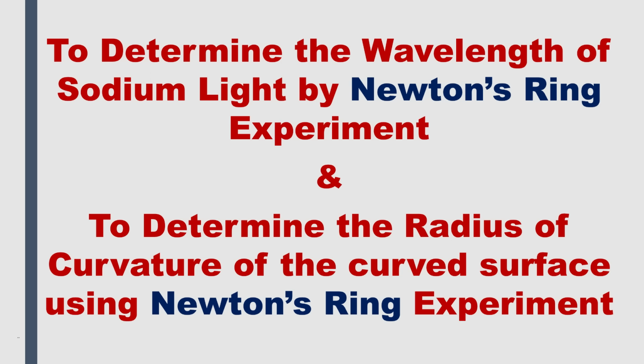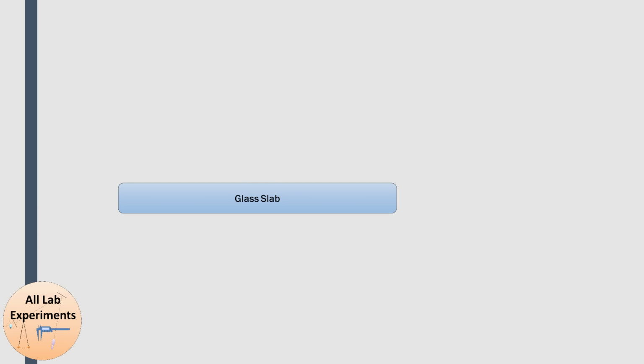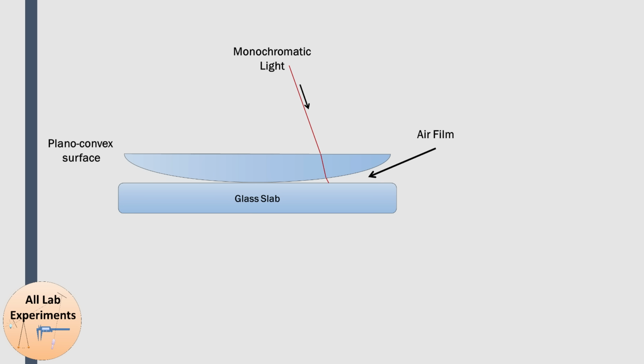Now let us see how Newton rings are formed. First of all, if we have a flat glass slab and we place a plano-convex glass surface on this, then the gap in between them behaves like a thin air film. When a monochromatic light falls on this, then one light is reflected by the glass slab while one light is reflected by the plano-convex surface. They all together interfere and give us an interference pattern.